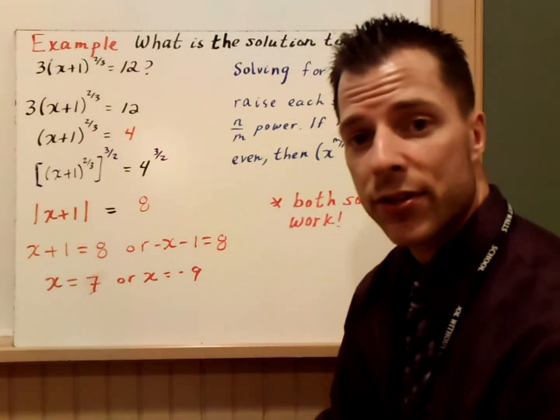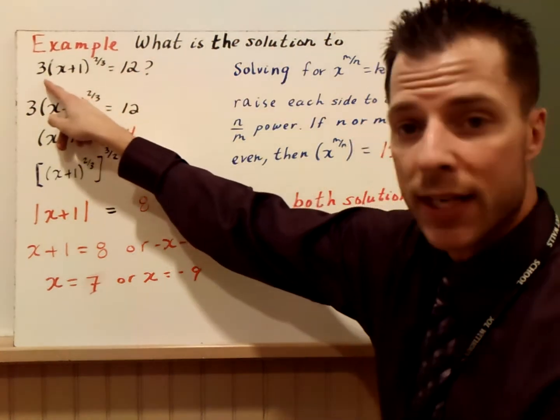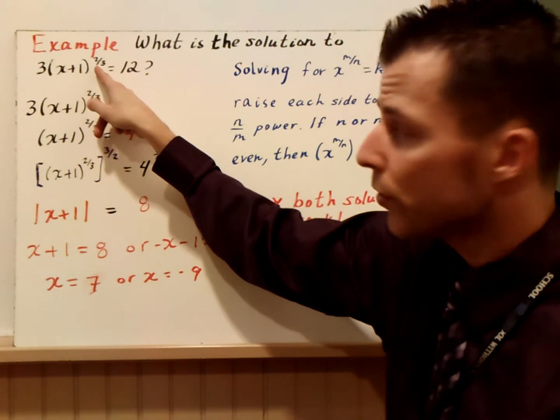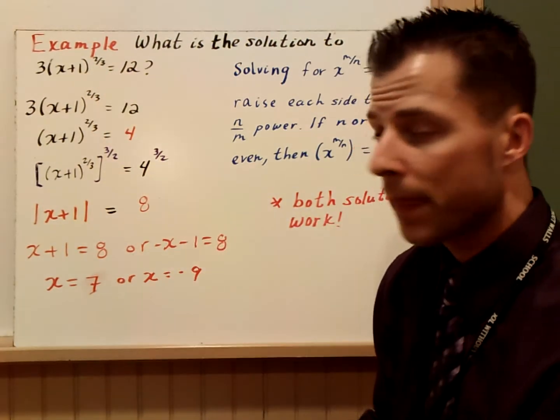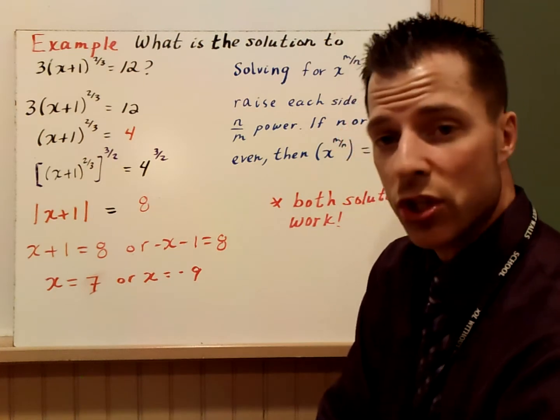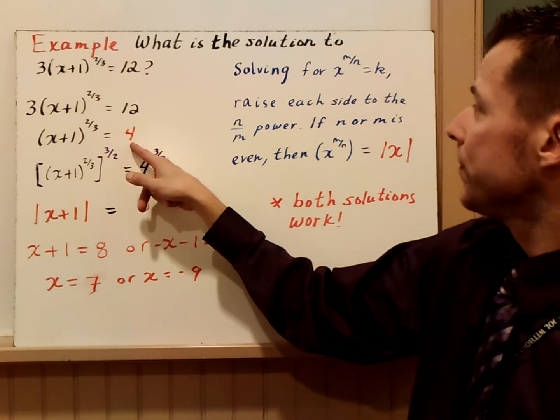Alright, let's look at another example. Here you're given an exponent. What is the solution to 3 times the quantity x plus 1, raised to the 2/3 power, equal to 12? Well, you've got the 3 tagging along with that quantity being raised to the 2/3 power, so divide each side by 3 first, and that's what I've done.